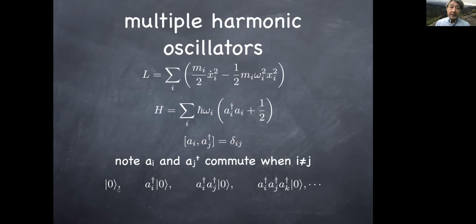A2 on it, you also get zero. Acting A3, that's also zero, and so forth. So acting any of the lowering operators, you are supposed to get zero. That's the definition of the ground state, zero ket.